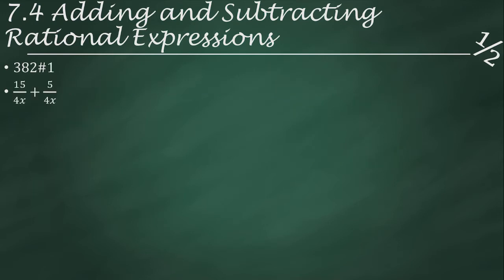Let's try page 382, number 1. All right, notice where I'm adding, they already have a common denominator, so I can just add those together. 15 plus 5 is 20. And then I can reduce. 20 over 4 is 5. Why don't you pause this and try number 5?